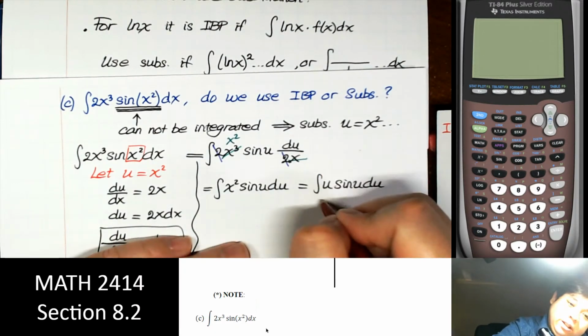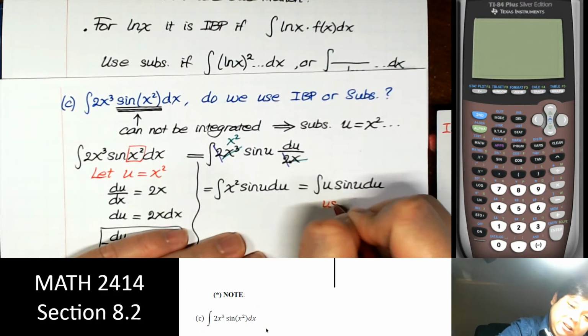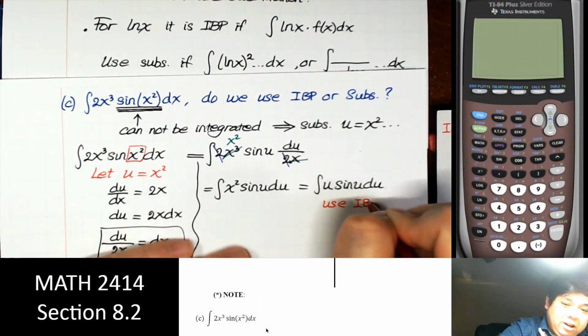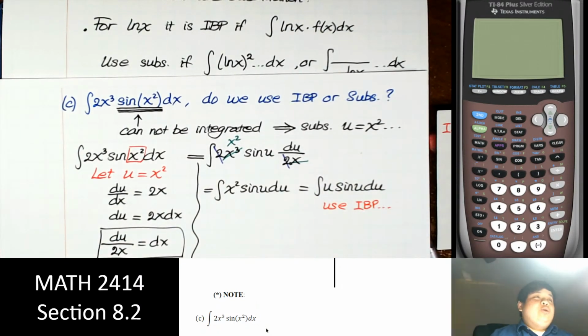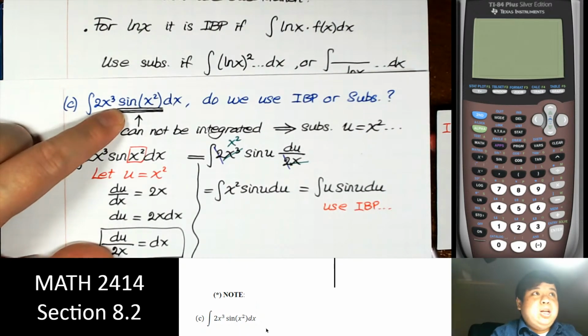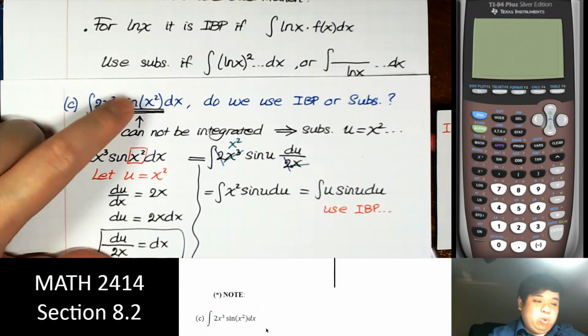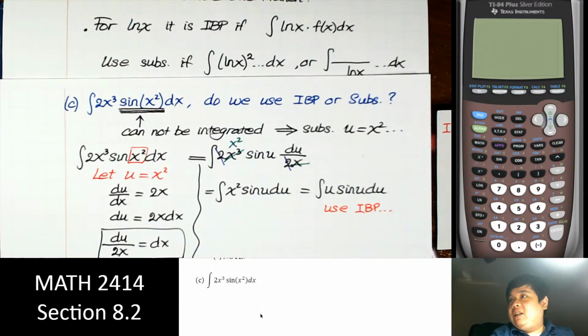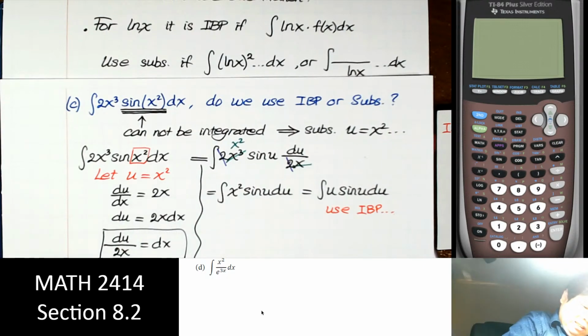And then we use integration by parts after that. So this problem we have to use both, but it has to be substitution first for sure, because we cannot integrate this. No one can. Right, last problem in this section.